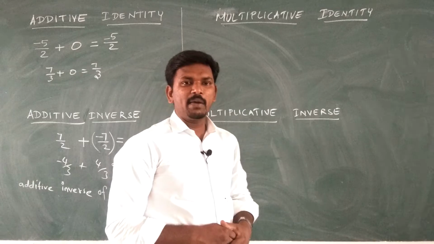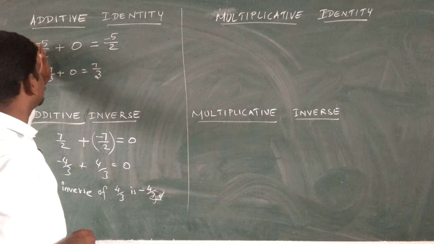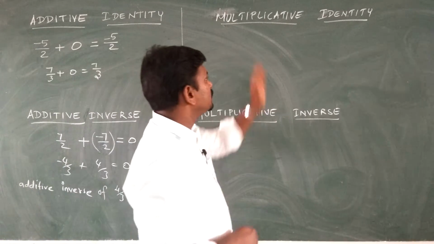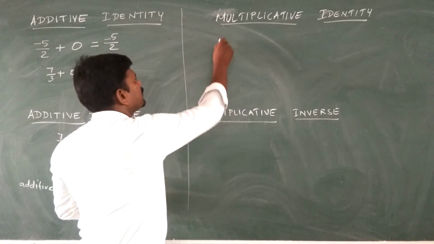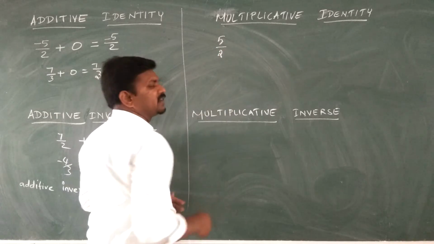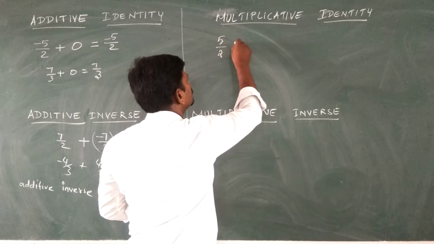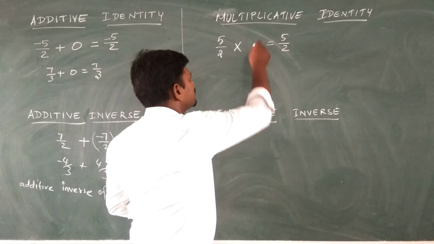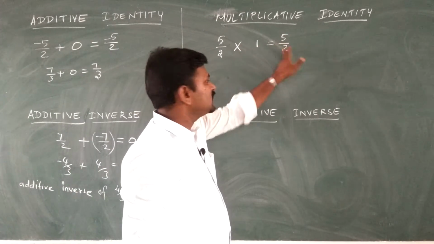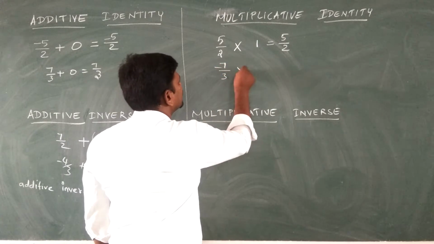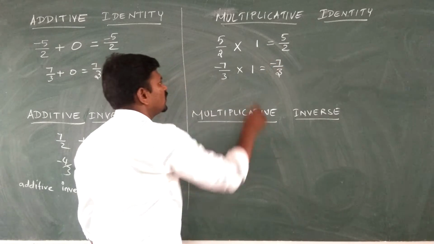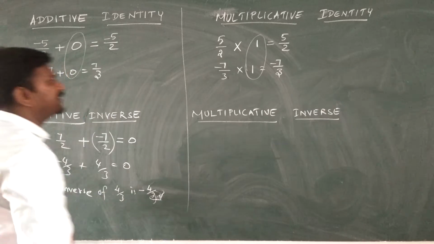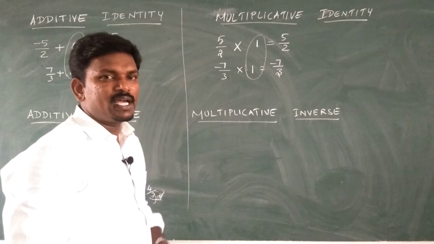Then multiplicative identity. Here, additive identity means the sum of a rational number and 0 is the same number, so 0 is the additive identity. Multiplicative identity means the product of a rational number, here I am taking 5 by 2, when it becomes the same number when multiplied by 1: 5 by 2 into 1 is equal to 5 by 2, minus 7 by 3 into 1 is equal to minus 7 by 3. So 1 is the multiplicative identity, 0 is the additive identity.